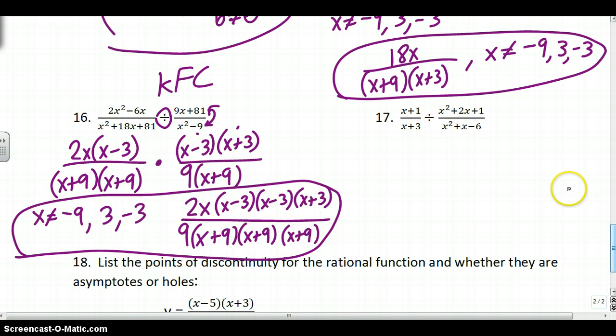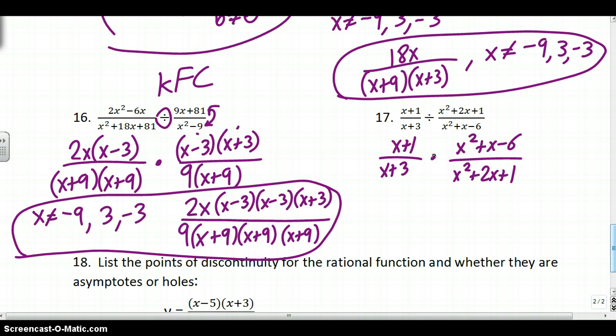All right, x plus 1 over x plus 3 divided by x squared plus 2x plus 1 over x squared plus x minus 6. Remember, keep, flip, change. Keep the first fraction. Flip the second. And change the problem to multiplication.